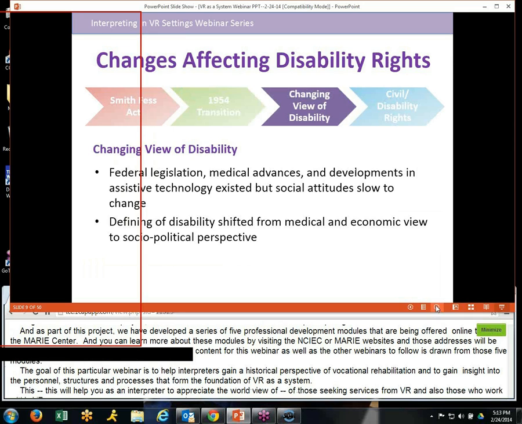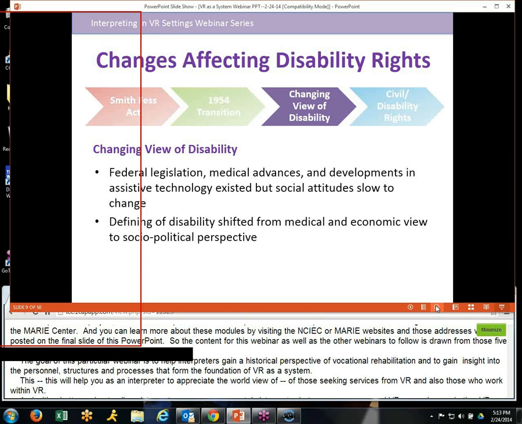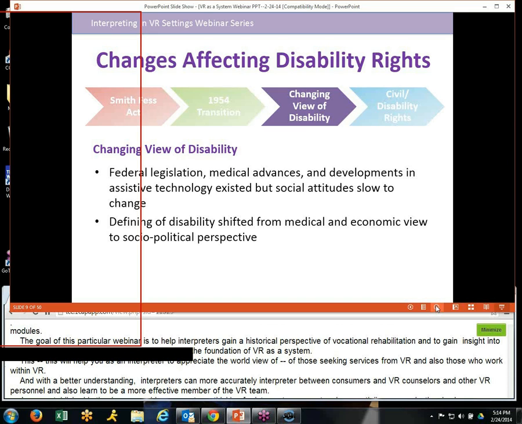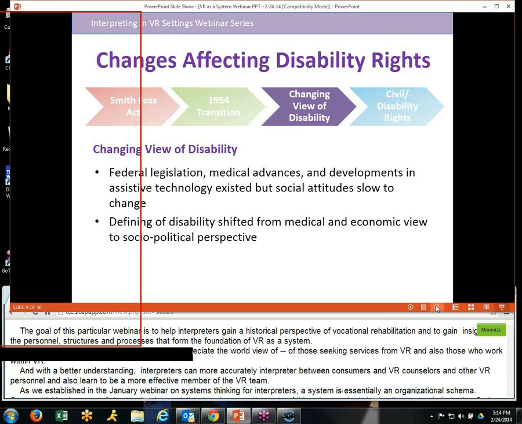Although there were medical advancements and new federal legislation and developments in assistive technology, social attitudes about people with disabilities were much slower to change. Through the efforts of advocacy organizations, for example, like the National Association of the Deaf, and individuals with disabilities, that slow process of shifting from a medical and economic view of persons with disabilities to a more socio-political view began. Next slide.